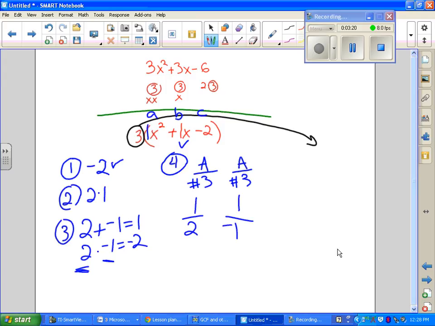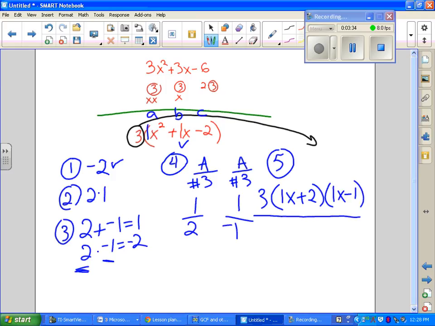Step 5 is to write my answer in parentheses. So, I have 1x plus 2 and I have 1x minus 1. Almost done. Can't forget to put out the 3. So that would be my answer for that one. And of course, we'll check it with a calculator.